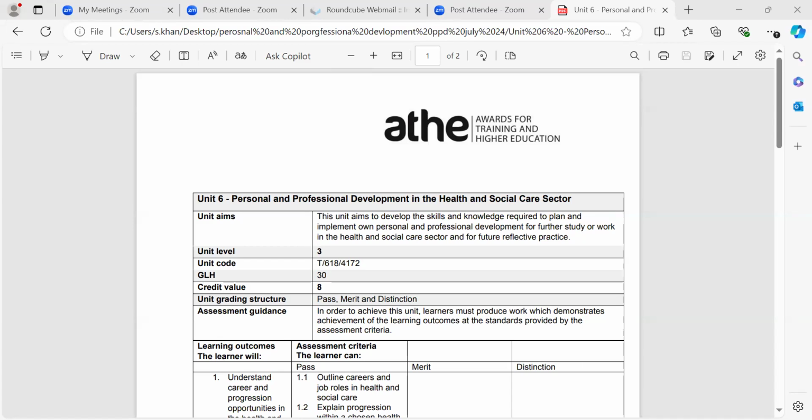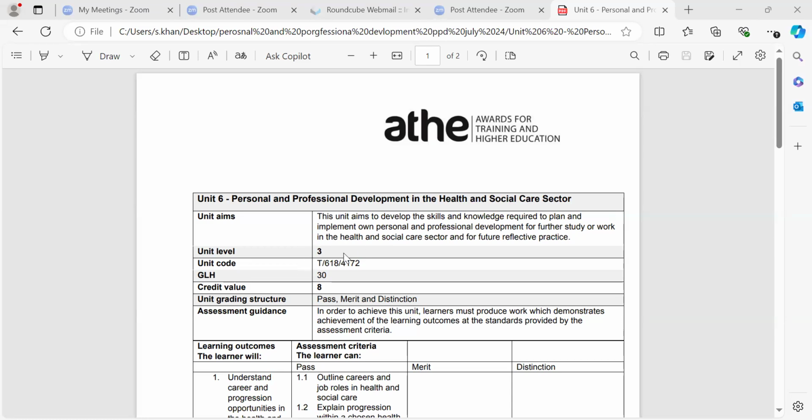So the unit aim is to develop your skills and knowledge required to plan and implement your own personal and professional development for further study or work in the health and social care sector, and looking at any sort of future reflective practice. When we talk about reflective practice, what is reflective practice? What do you think? What's reflection? Reflection is based on what we have been practicing in our field of engagement. And do you think reflecting on your work is a good thing? Yes, very good.